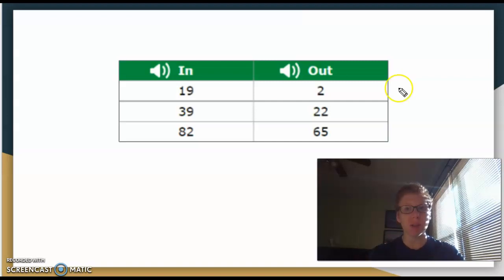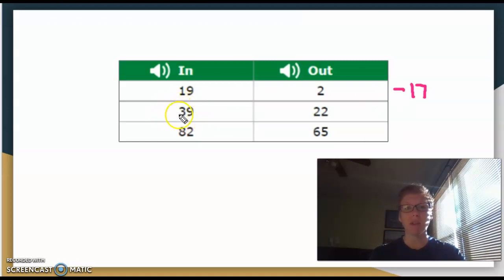So I'm subtracting. Chances are I'm subtracting. And that means I have to ask myself, what number am I taking away from 19 to get to 2? What's the difference between 19 and 2? Well, when there's a difference in math, we subtract. So 19 take away 2 is 17. Okay? So that is probably our rule. We're going to have to double check that.